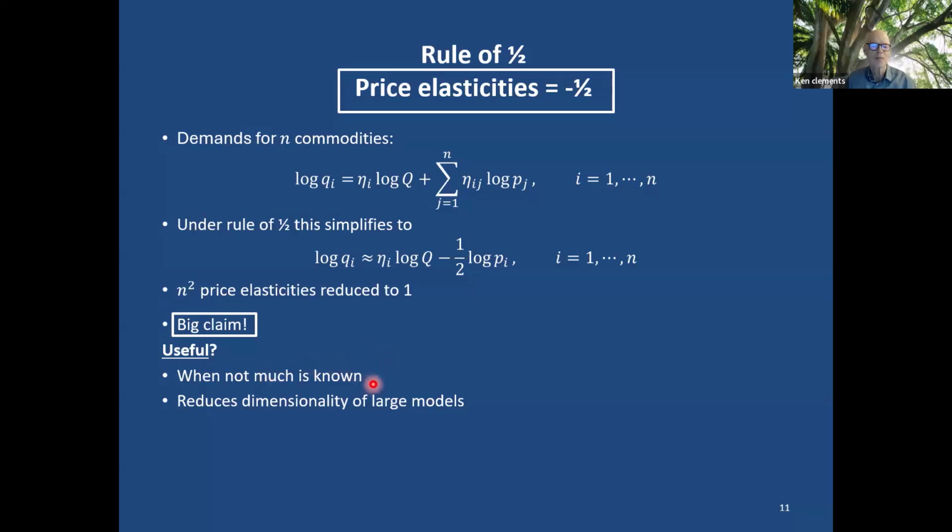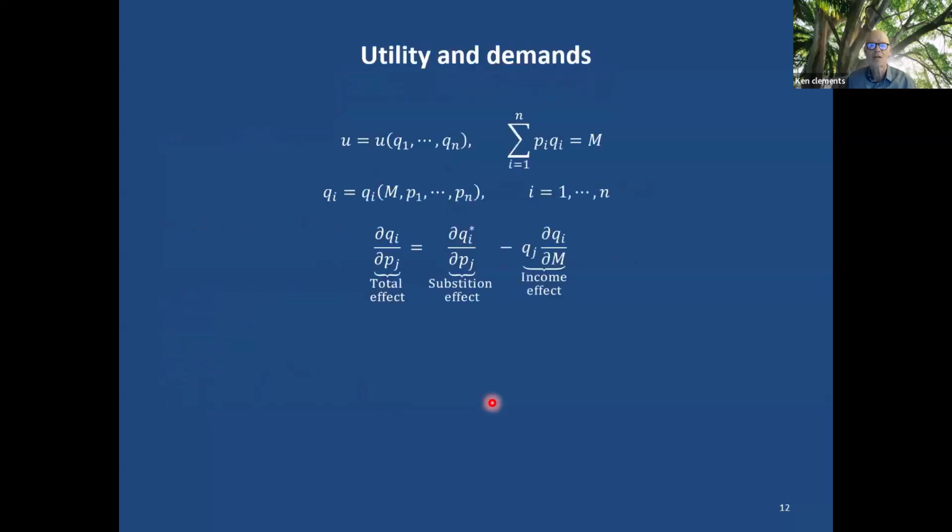It's useful when not much is known about the commodity in question, and it can also be useful to reduce the dimensionality of large models. Here's a consumer's utility function and budget constraint, which leads to n demand equations. And here's the Slutsky equation that decomposes the total effect of a price change into a substitution effect and an income effect.